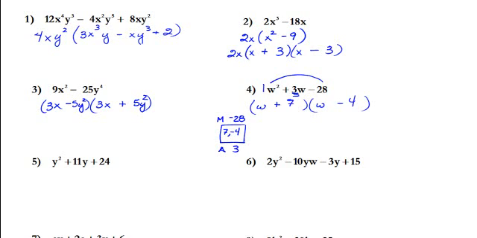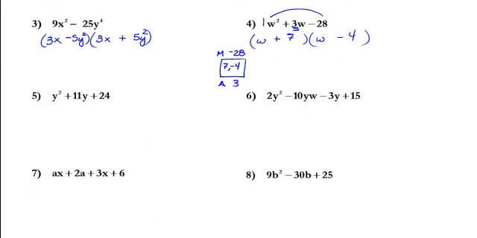Okay, problem 5. Again, this one's all for you. Good luck. Okay, hopefully you got that as an answer. Moving on to problem 6.